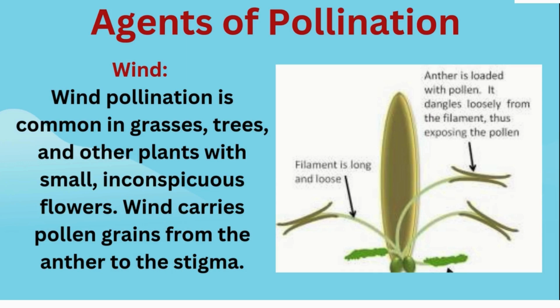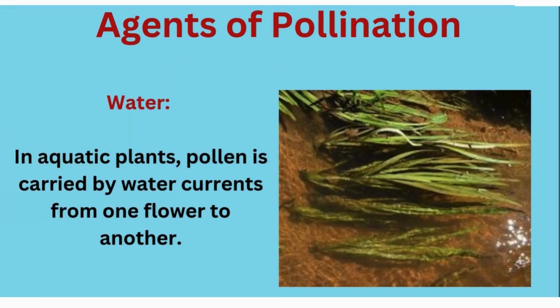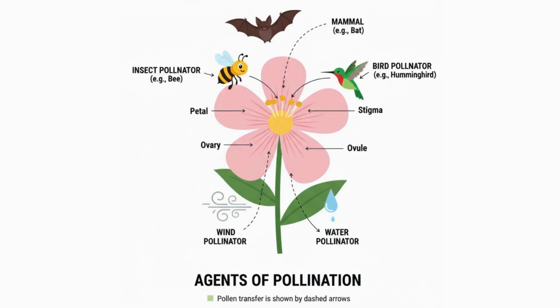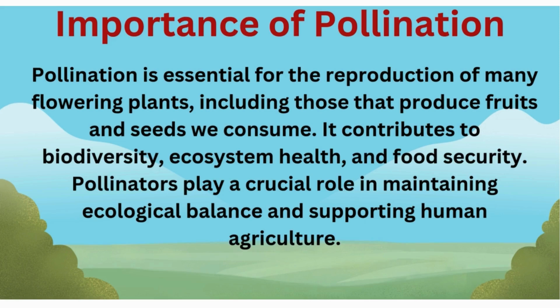Another agent is water. In aquatic plants, pollen is carried by water currents from one flower to another. So this is the diagram of the agents required for pollination. The different agents help in the exchange of pollen between the two reproductive organs in the flower. So now the question is, what is the importance of pollination?